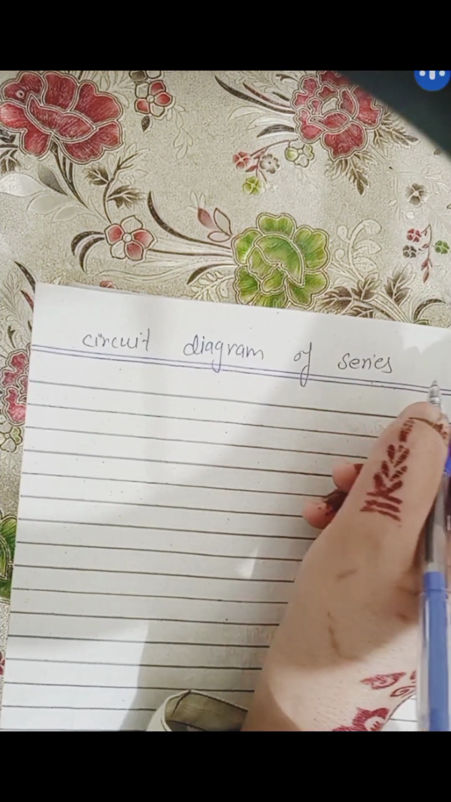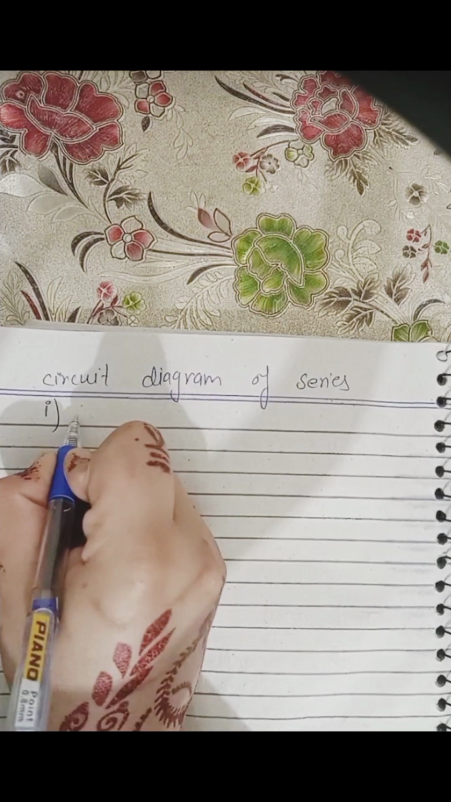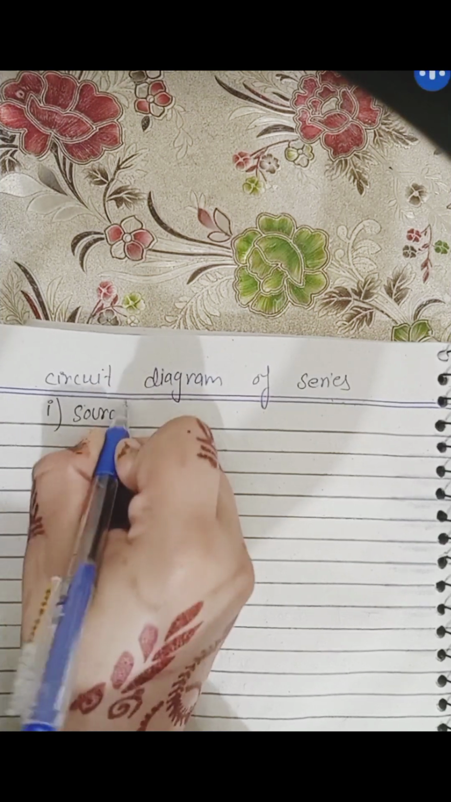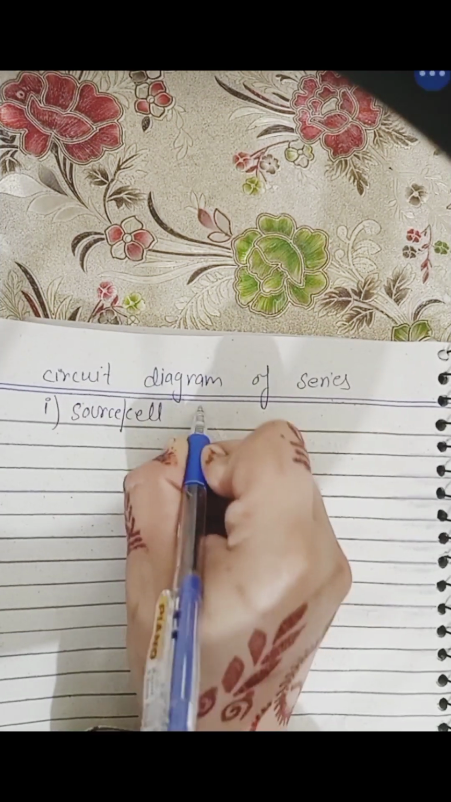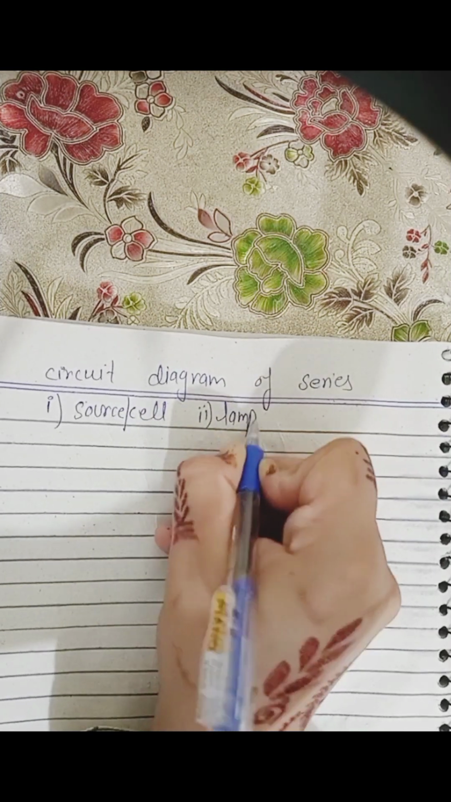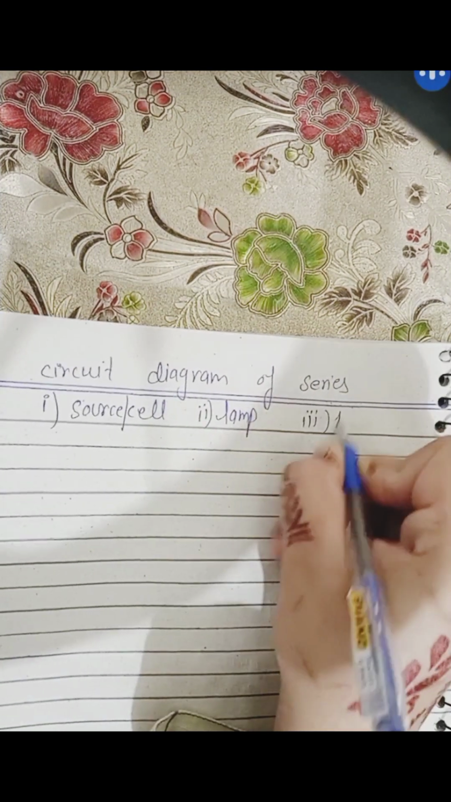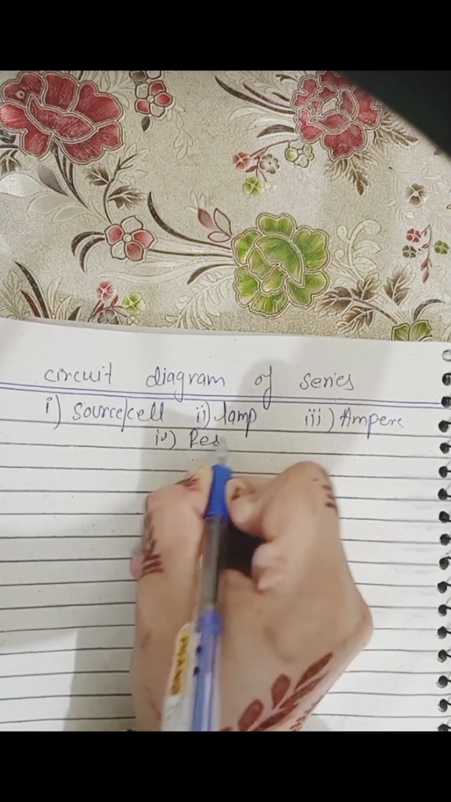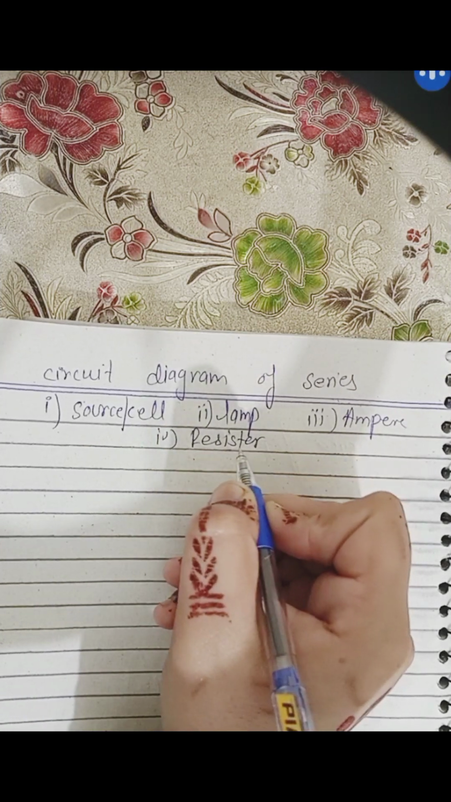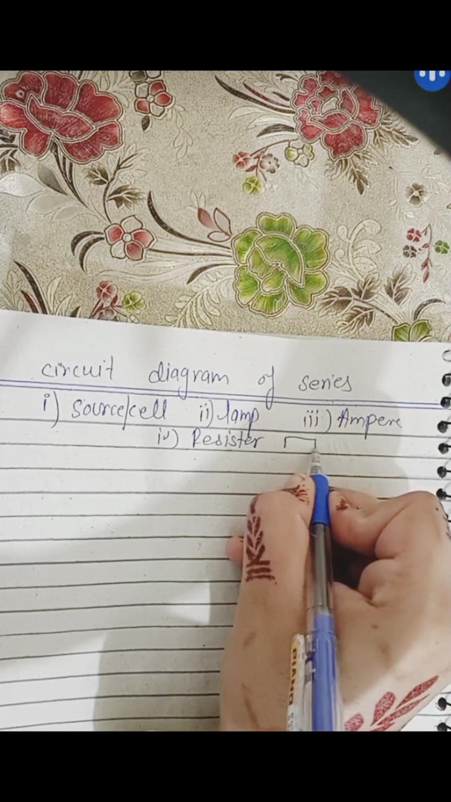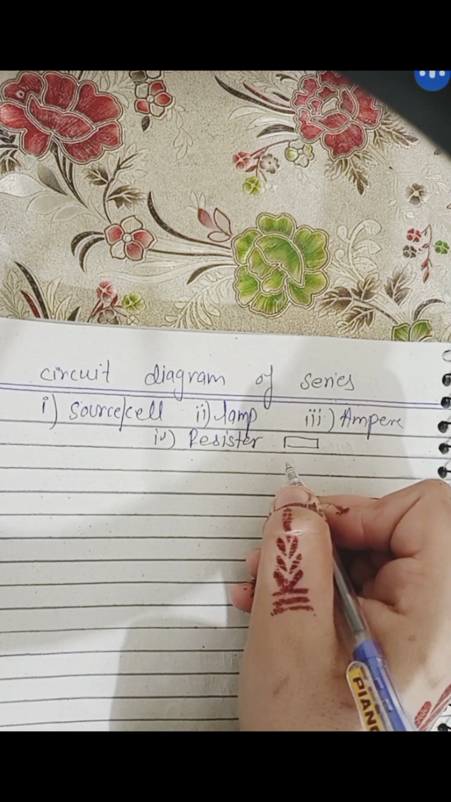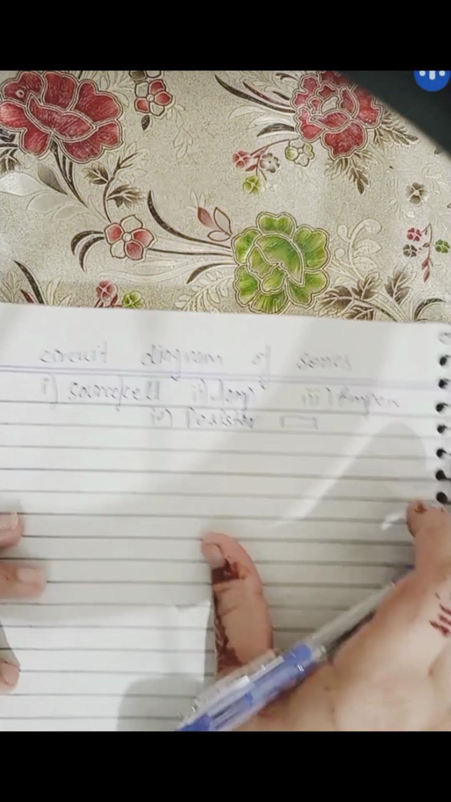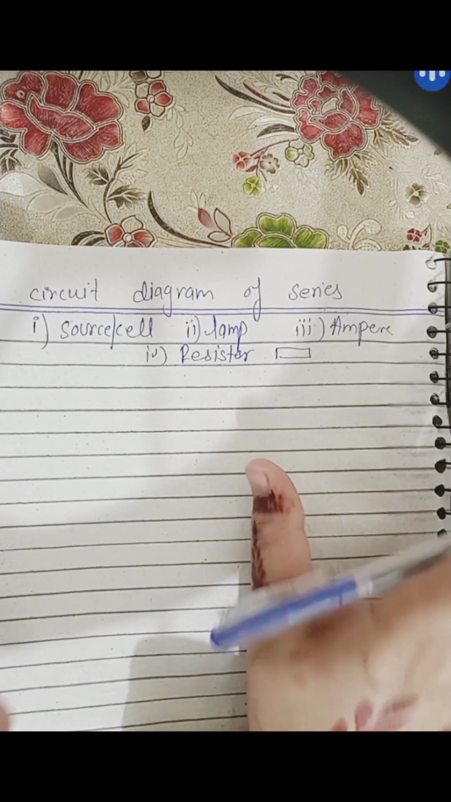And we use three components: the source or the cell, and the second we use the lamp, and the third we use the ampere meter, and we also use the fourth one, which is the resistors. Okay. And what is the resistor component? Looks like a box. I thought I told you about it. Have I told you about the resistor component? Yes, resistor component. So we will take a look at a simple circuit of series.